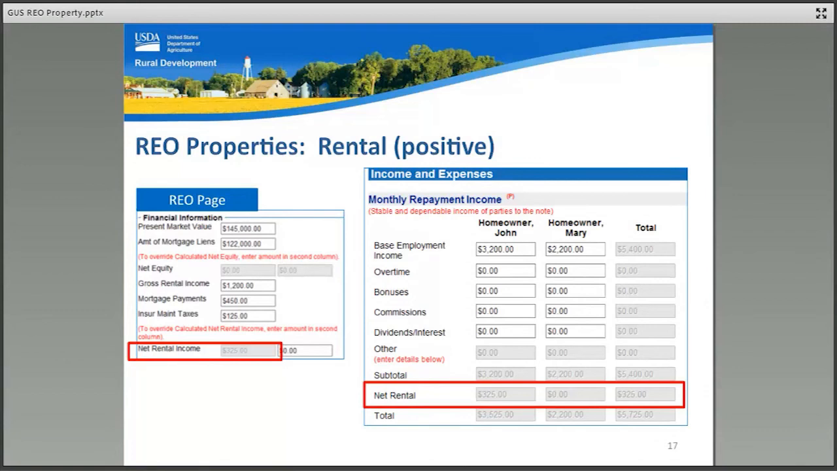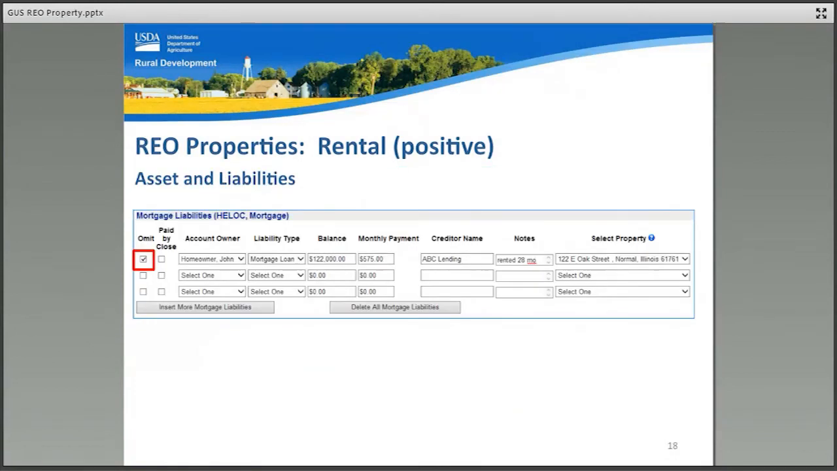Here's a helpful tip reminder. Only positive net rental income received for 24 months or more may be determined as stable and dependable income for repayment purposes. On the Assets and Liabilities application page, if the REO property has been rented for a minimum of 24 months, the corresponding mortgage liability may be omitted. This will ensure the mortgage payment is not included in the debt ratio calculations.